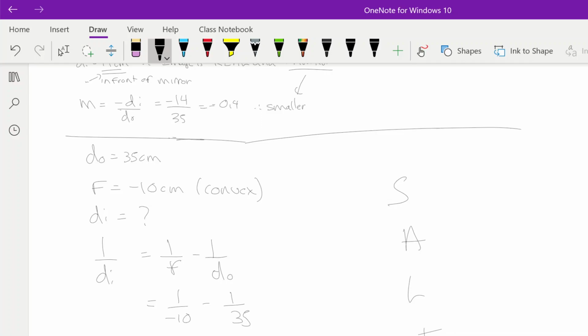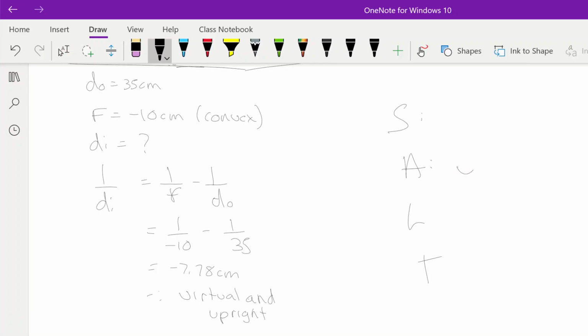All right, so let's take a look. Size, we don't know yet. Attitude is upright. We figured that out as soon as we got DI as a negative number. Location is behind the mirror because DI is a negative number. And virtual and behind the mirror go together, right? The location is 7.78 centimeters behind the mirror. Might as well be precise. Type is virtual.